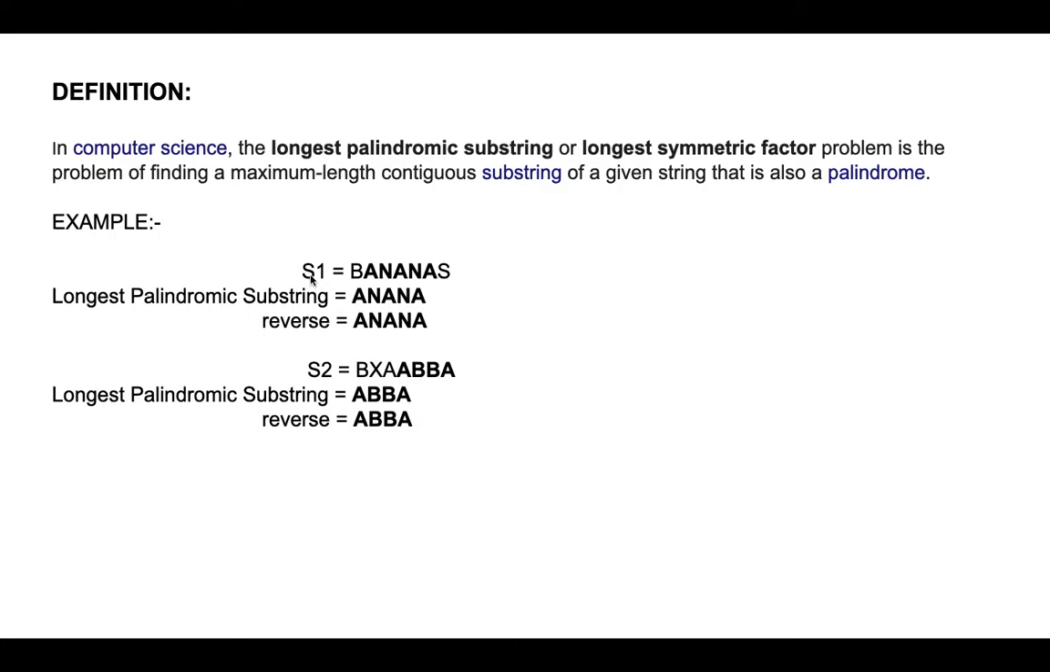So if we have string S1 equals BANANAS and we take the palindromic substring which has the maximum length, such a string is known as the longest palindromic substring. The longest palindromic substring in string S1 is ANANA. Let's take another example, S2 equals BXAABBA, and the longest palindromic substring in string S2 is ABBA.